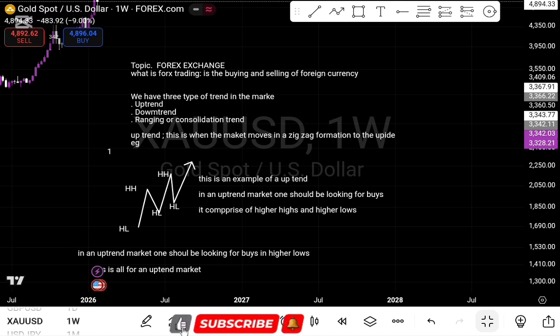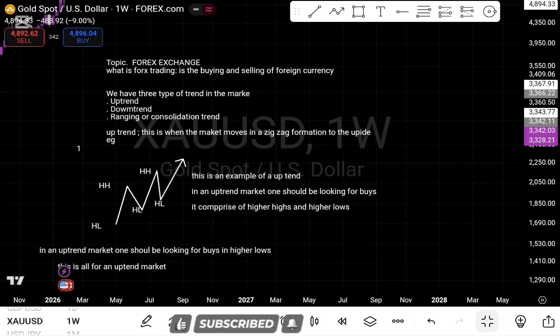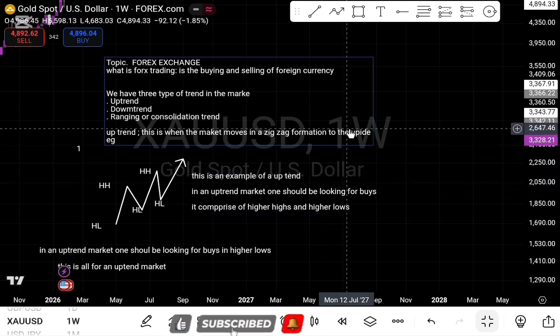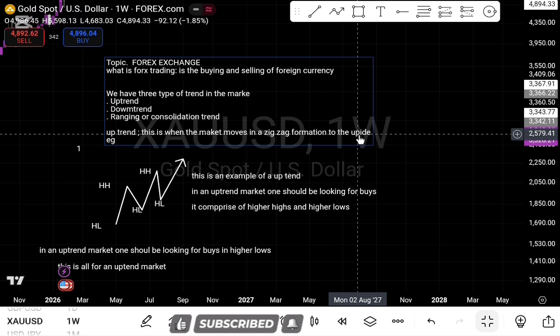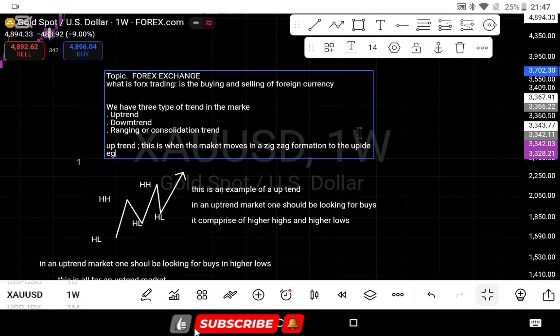And we have three different types of trend in the market. We have the uptrend, we have the downtrend, and we have the ranging or consolidation trend. What does the uptrend simply mean? The uptrend is when the market moves in a zigzag formation to the upside. That's what an uptrend means.